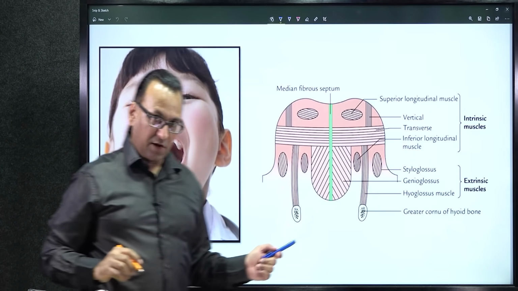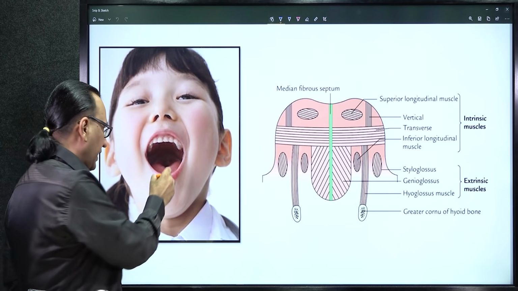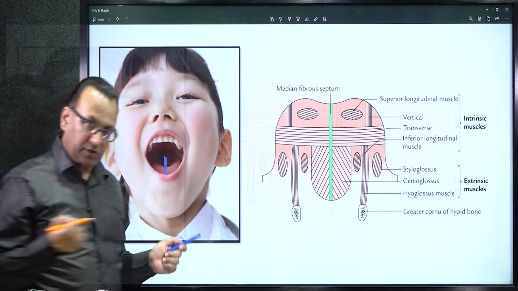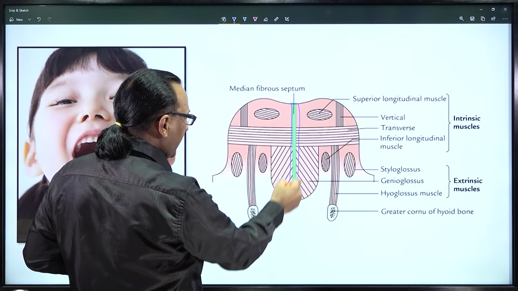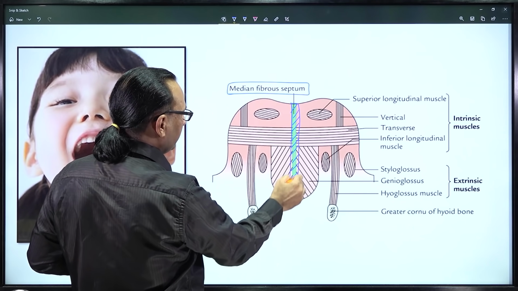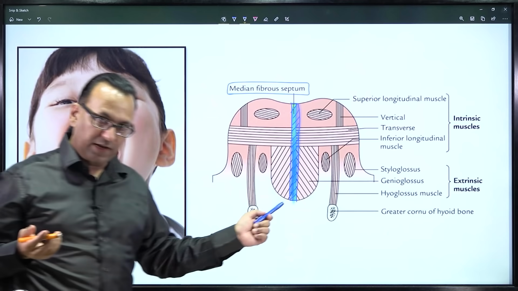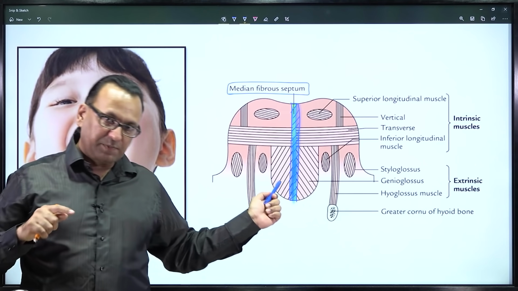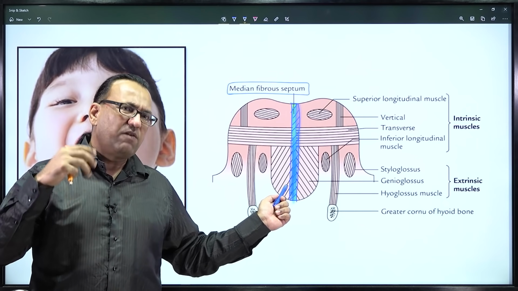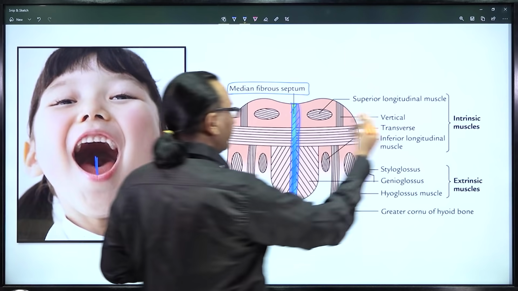This time it is the front view of the tongue, and in the tongue there is a midline septum, and that midline septum running anterior to posterior can be shown here. And then you can mention the 4 intrinsic muscles. As we said, the intrinsic muscles do not have bony attachment, and intrinsic muscles basically change the shape of the tongue while speaking, even while swallowing. It will help us. So what about the intrinsic muscles?